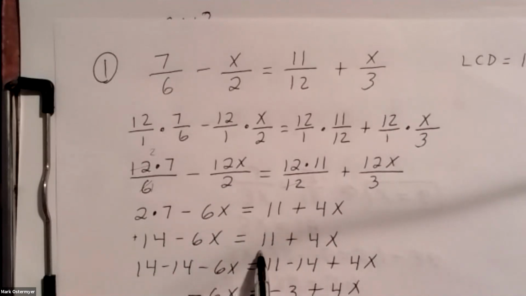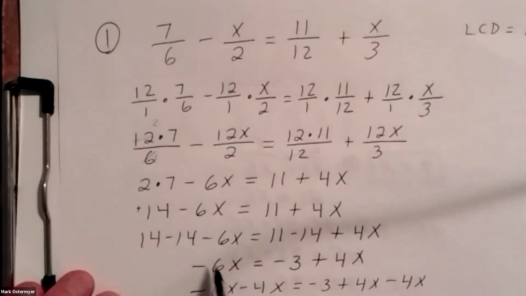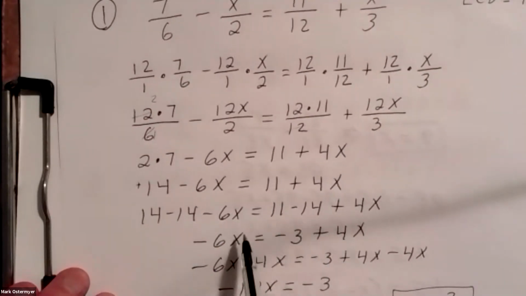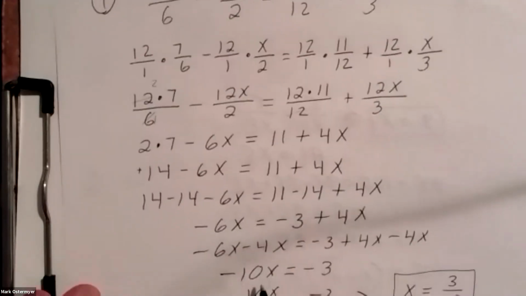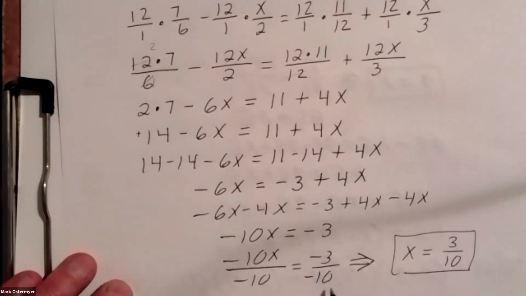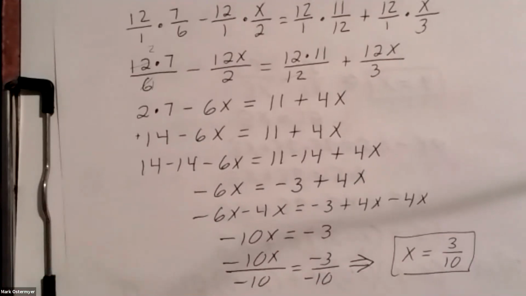Now it's time to separate the variable terms on the left versus constants on the right. This is a plus 14, so I subtracted 14 from both sides. 14's drop out on the left, -6x remains. 11 minus 14 is -3 plus 4x. Now it's time to bring the 4x over to the left side by subtracting 4x from both sides. -6x minus 4x is -10x. And the 4x drops out on the right. Finally, we divide both sides by -10 and we get -3 over -10, which is a positive 3/10.